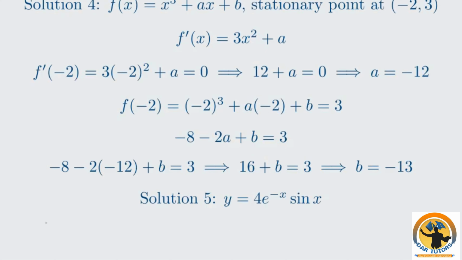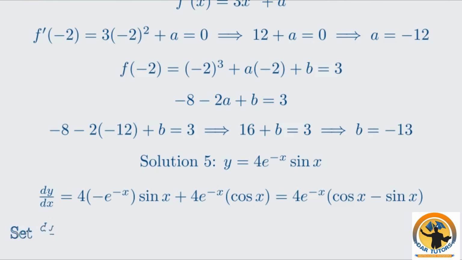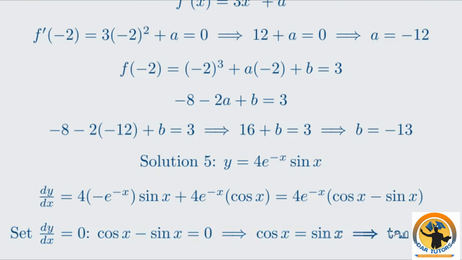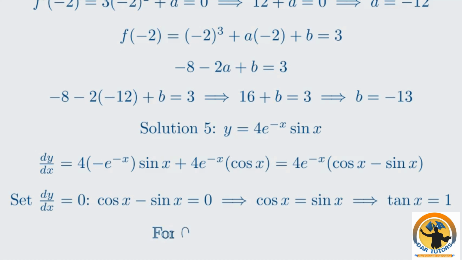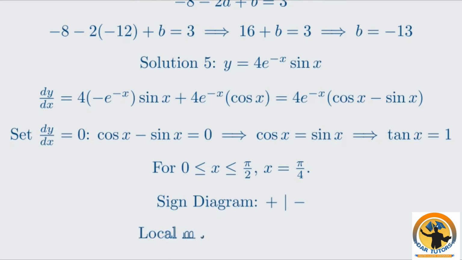For question 5, we use the product rule to find the derivative, which is 4e to the negative x times the quantity cos x minus sin x. Setting this to 0 gives cos x equals sin x, or tan x equals 1. The solution in the first quadrant is x equals pi over 4. The sign diagram shows the derivative changes from positive to negative at this point, confirming it's a local maximum.